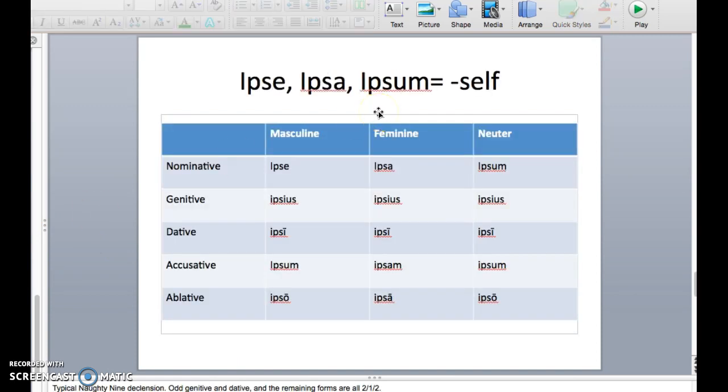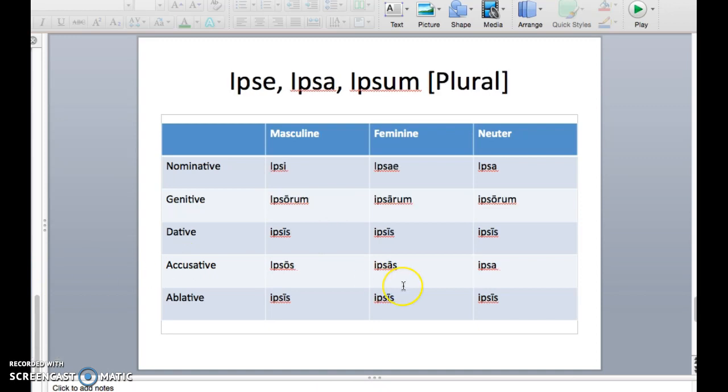Ipse, ipsa, ipsum. Looking at these forms, again, really friendly, right? We've seen all these before. It's that classic naughty nine. Genitive and datives are ipsius, ipsius, ipsius, ipsi, ipsi, ipsi. But then everything else is warm, comfortable 2-1-2 adjective endings, both in the singular and the plural. Nothing too funky going on. Funkiest thing about ipse, ipsa, ipsum is that it means self.